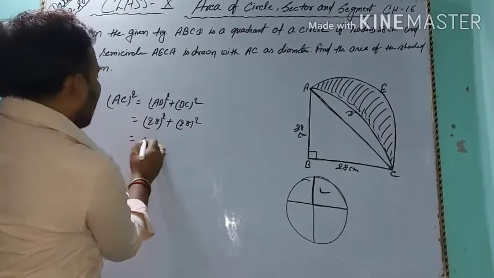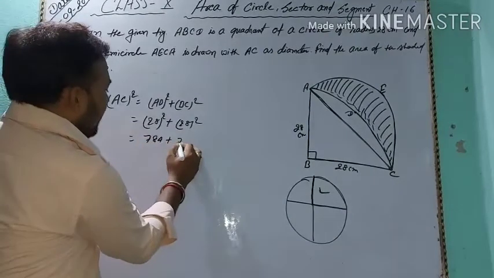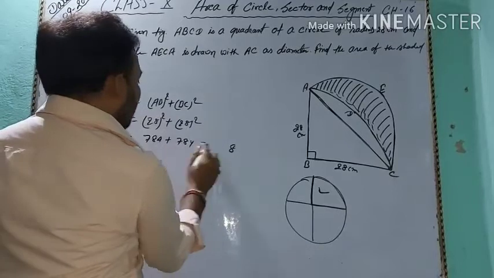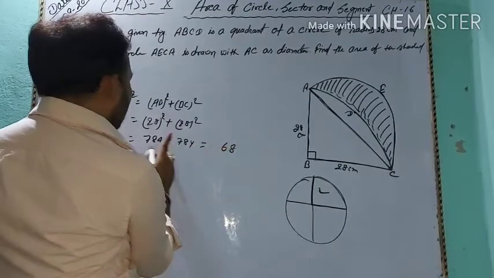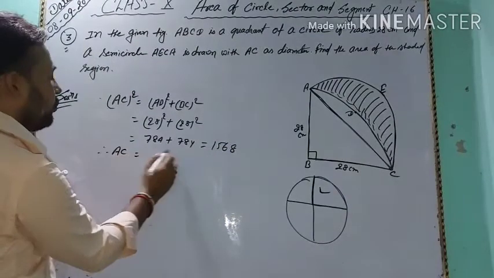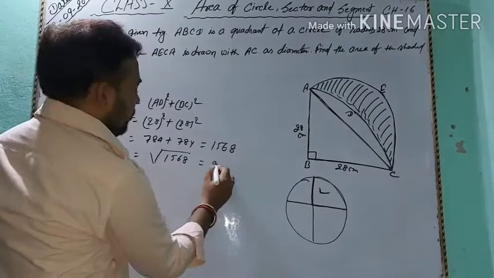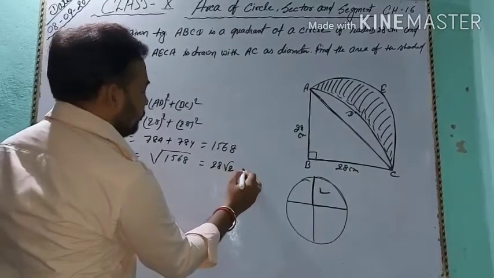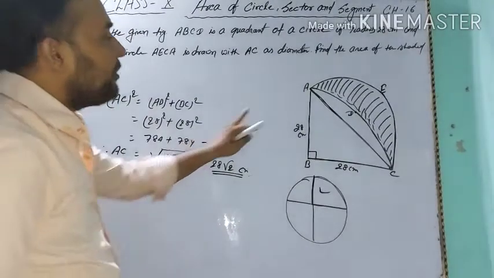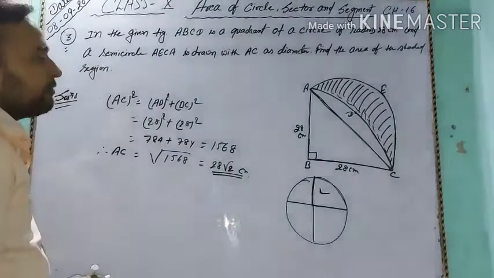So 28 squared is 784, plus 784 equals 1568. So AC equals root under 1568, which equals 28 root 2 centimeter. This is the diameter of the semicircle AECA. Find the radius of the semicircle.